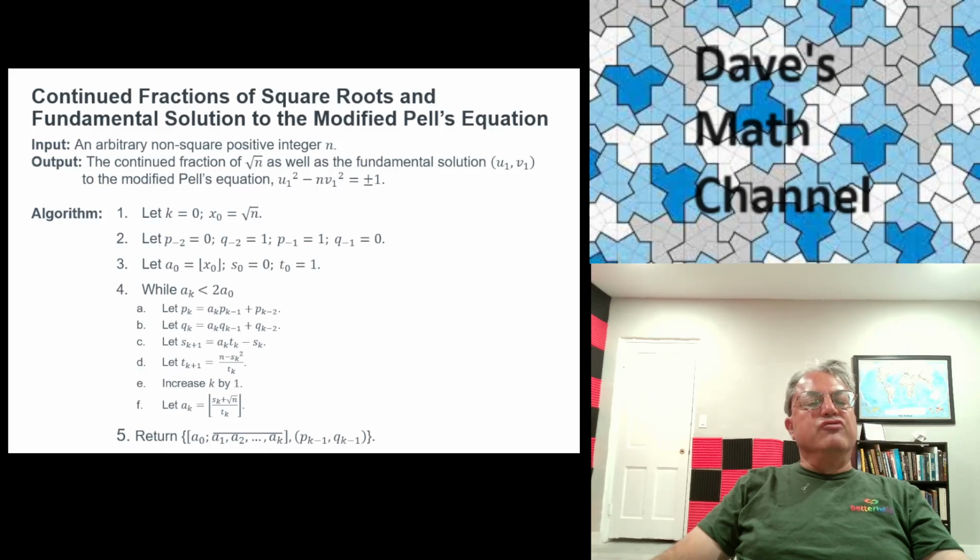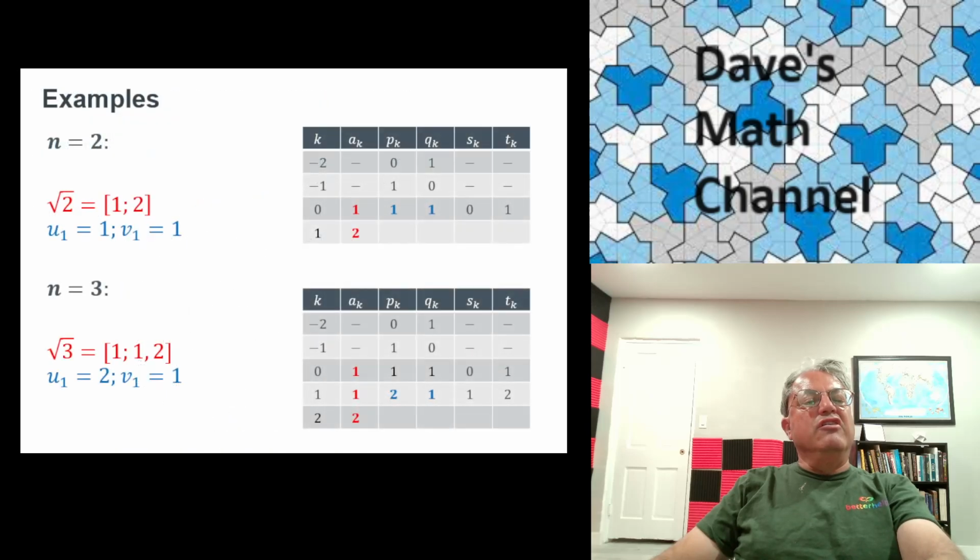I'm not going to go through it. It's a little bit complicated, but I'll give you some examples. So anyway, here's a couple of simple examples. n equals 2. This is the simplest example, I think. So I'm just following the algorithm here.